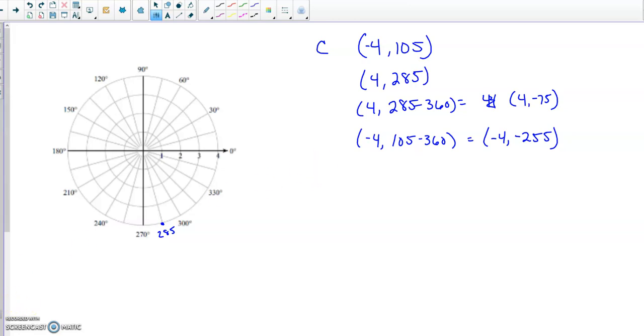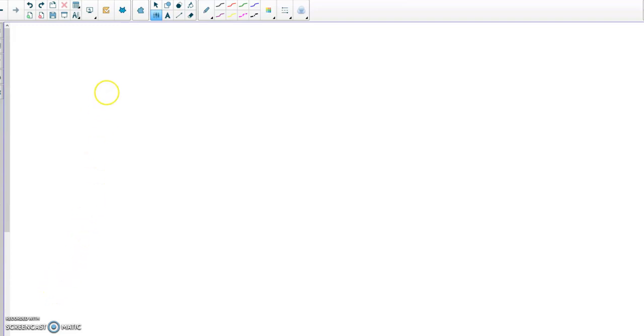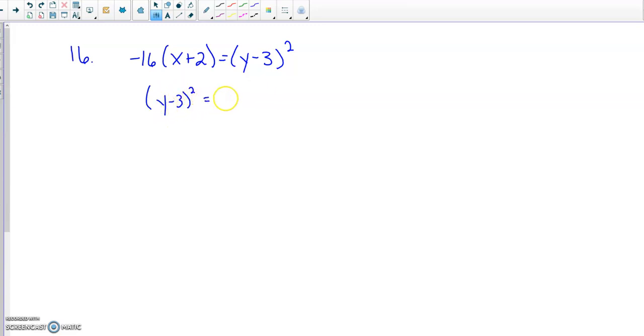Okay, now let's get to the fun stuff, parabolas. So now we're on 16 again. They give us this. If you like it where the square is first, oops, I ran out of space. Okay, so if you like that, we're going to flip this. So it'll be (y minus 3) squared equals negative 16 times (x plus 2). Okay, so here we go. Vertex. Please make sure you pick out your x first, so we get negative 2 and positive 3.